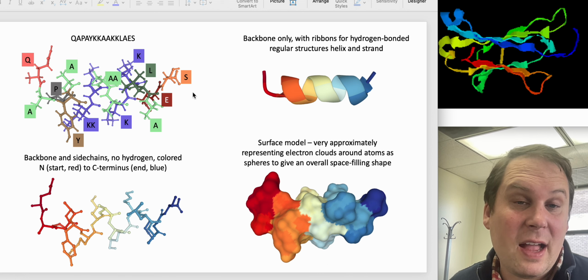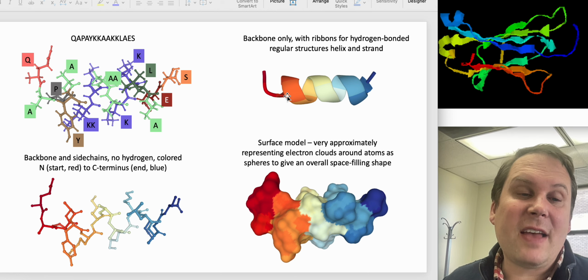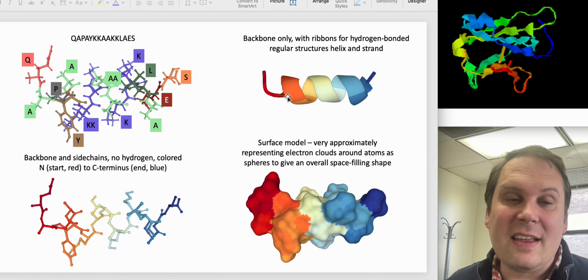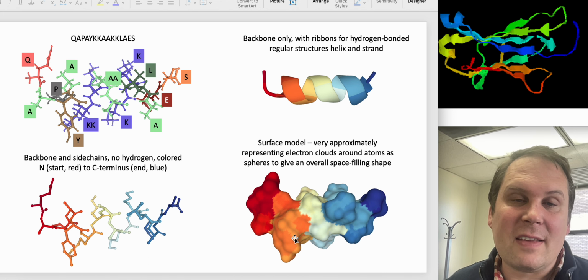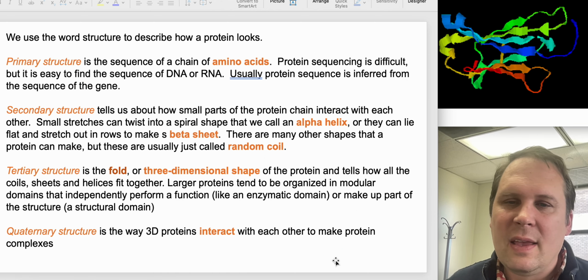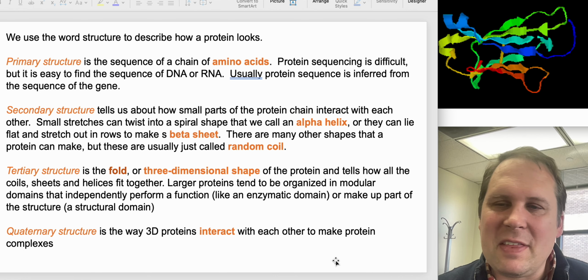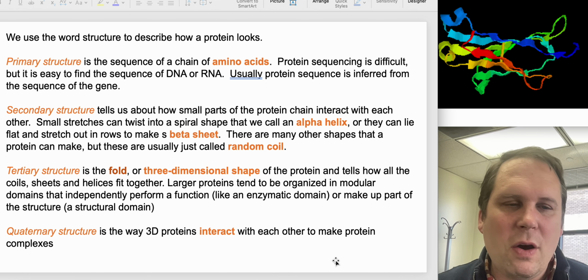We're not showing the hydrogen bonds, but if it's in a ribbon diagram, if it's hydrogen bonded like an alpha helix, then it will show up as an alpha helix. Same thing with beta strands up here at the top. So secondary structure is going to be our alpha, beta, and everything else. Tertiary structure is going to be the overall fold.